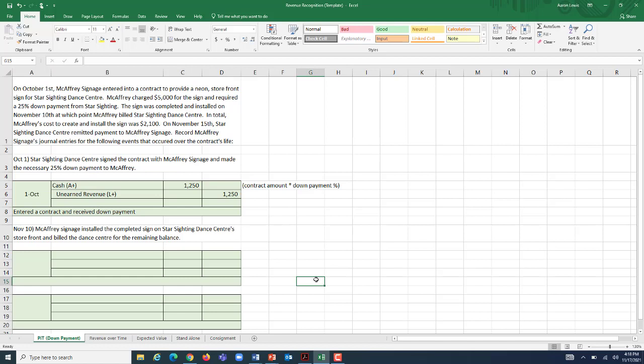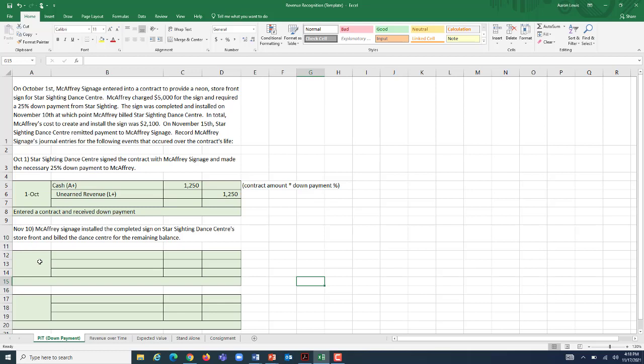On November 10th, McCaffrey has finished the sign and is installing it, which means they've met all of the obligations of the contract on their end. They've completed everything that they said they were going to. They put the sign into place, and they're done with everything they need to do for Star Sighting. So what are we going to put on the books here? Well, this is the point of revenue being recognized.